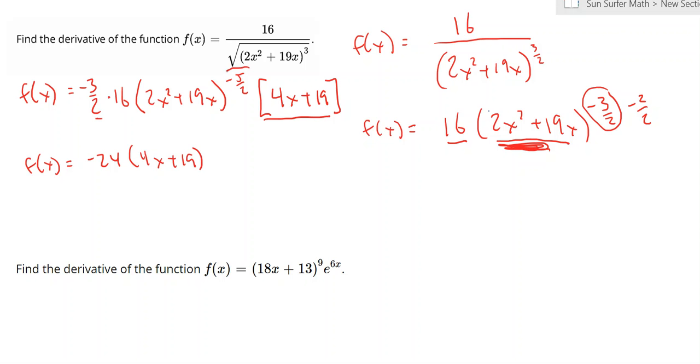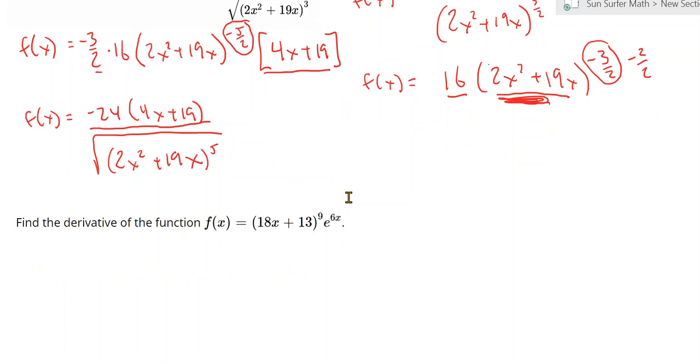And since all of this is a negative power, I am going to go ahead and put that in the denominator. So we have 2x squared plus 19x, and it's going to be to the square root, the 5th power. So we're raising it to the 5th power and a square root. And that would be the answer.